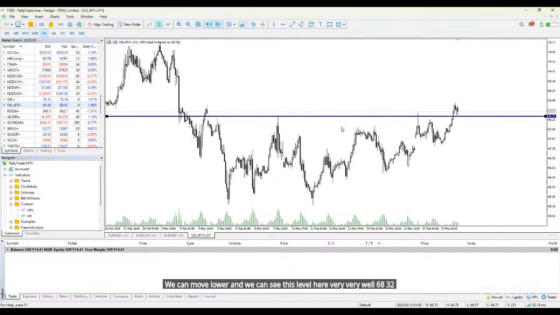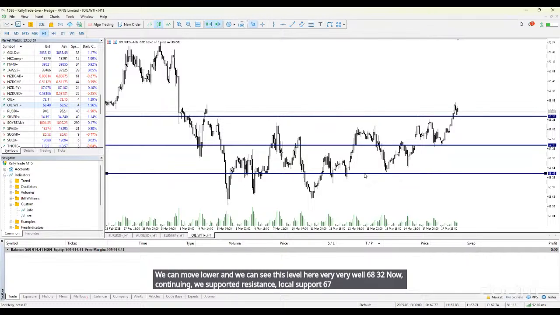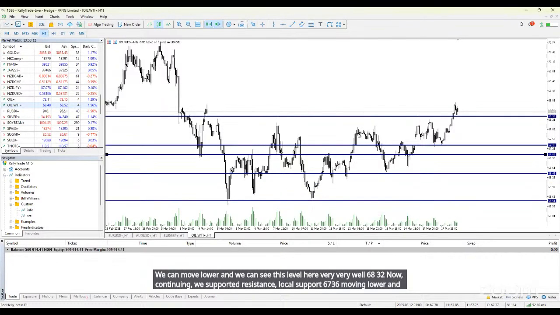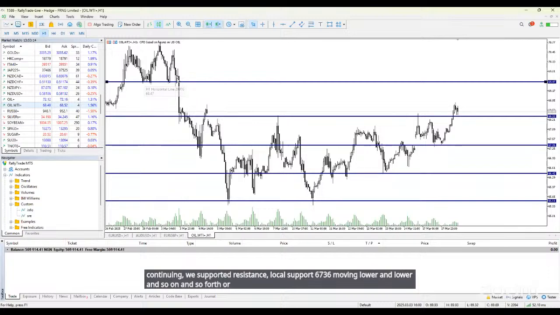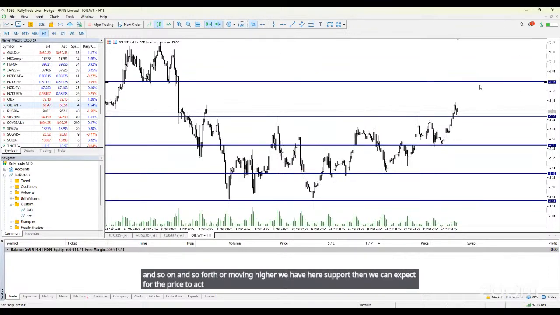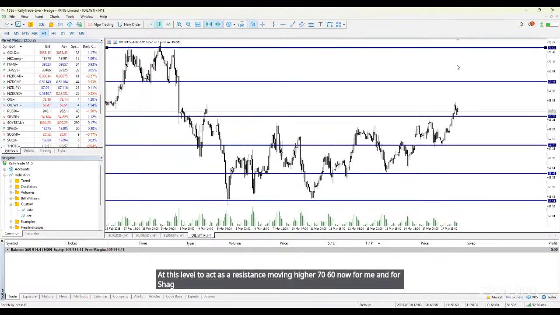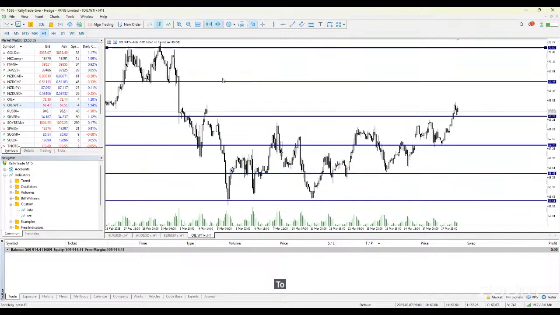Now, continuing with support and resistance, local support 67.36, moving lower and so on and so forth, or moving higher, we have here support, then we can expect the price to act at this level as a resistance, moving higher, 70.60. Now for me and for Segun, because we have so much experience in the market and technical analysis, it's very easy for us to see them, to understand them, and to check behind and see which are the key levels for support and resistance.